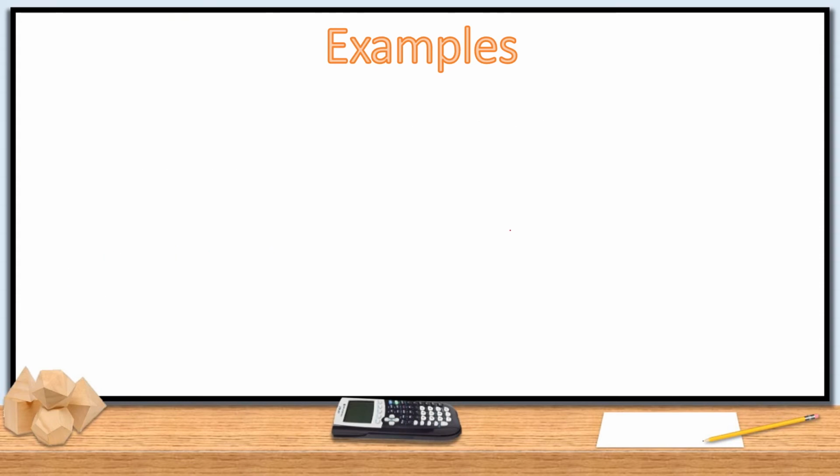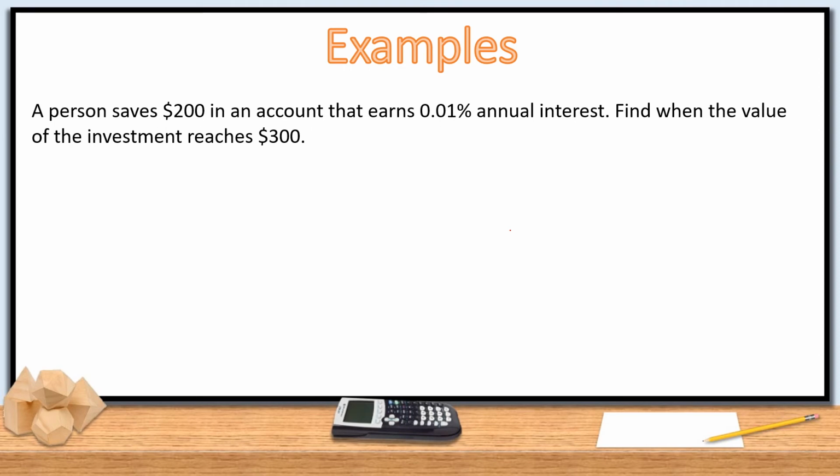All right, so this one. A person saves $200 in an account that earns 0.01% annual interest. Now that's a pathetic interest rate, but that is pretty much the national average for your standard bank. So Bank of America, PNC, Capital One, those are the interest rates that you are getting when you put money in a savings account. So how long would it take for your $200 to grow into $300 if it lived in a savings account?